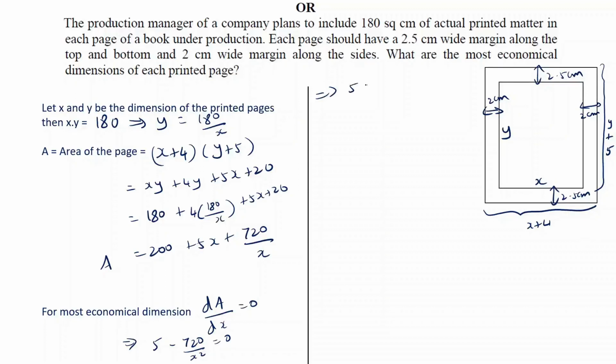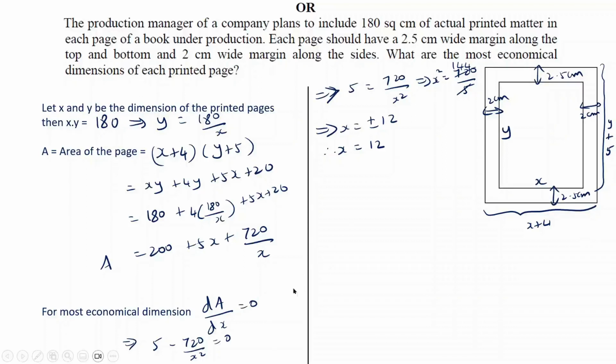From this we get 5 is equal to 720 by x square, or x square equal to 720 upon 5, so this is 144. From this we get x is equal to plus or minus 12. Since this is length, we cannot have negative 12. Therefore, x is equal to 12.